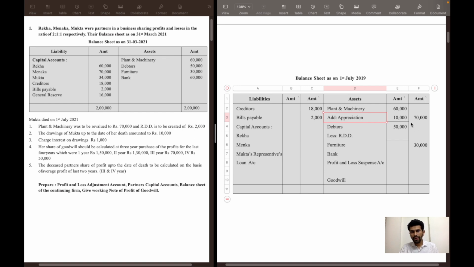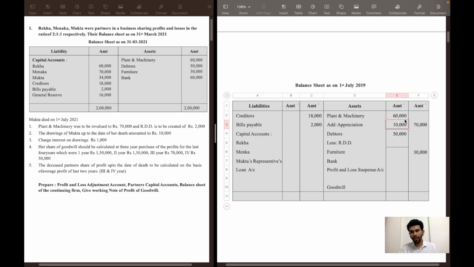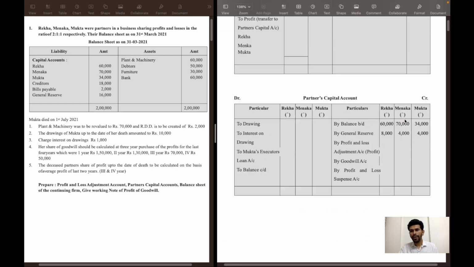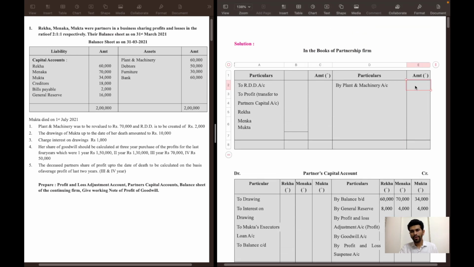Now, the second effect of plant and machinery will come on profit and loss adjustment account credit side, because value of asset is increased, so notional profit will be recorded on credit side. 10,000 rupees increase in plant and machinery.